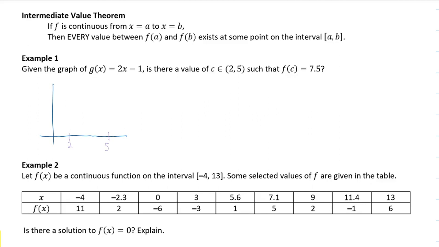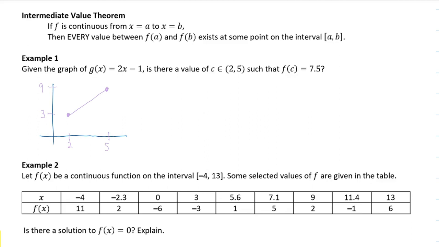2 times 2 is 4, minus 1 is 3. So I would have a point up here at (2, 3). And if I plug in 5, 2 times 5 is 10, minus 1 is 9. So I have another point up here at (5, 9). And I can simply draw the line between them because that's exactly what this function is. It's a straight linear function, and so this is continuous. This is a continuous function.